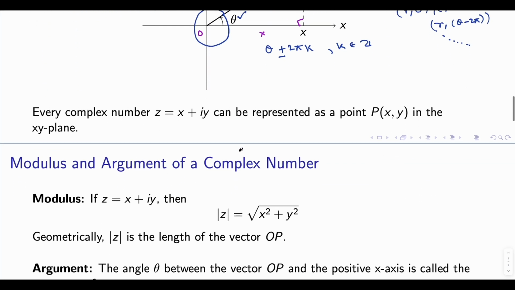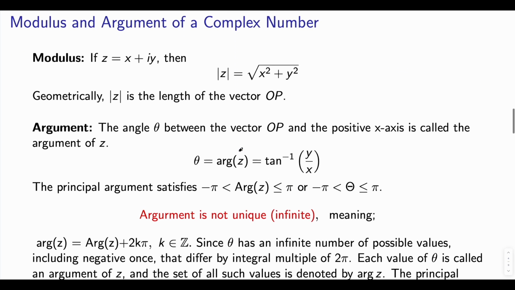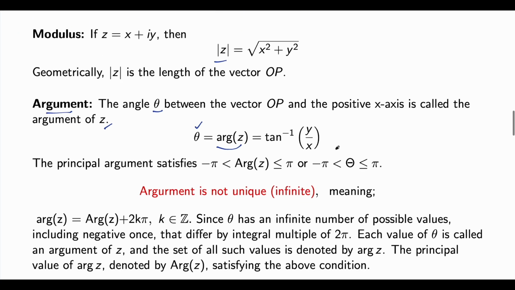So already you know the modulus: mod z equals the square root of x square plus y square. And then the argument: the angle theta between the vector OP and the positive x-axis is called the argument of z, and it is denoted by theta or arg z. Argument of z means tan inverse of y by x.